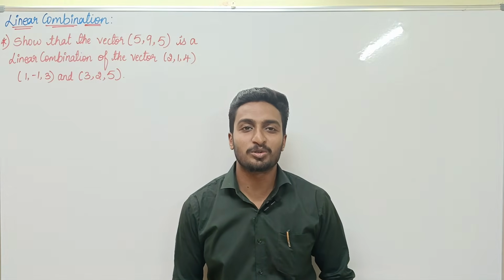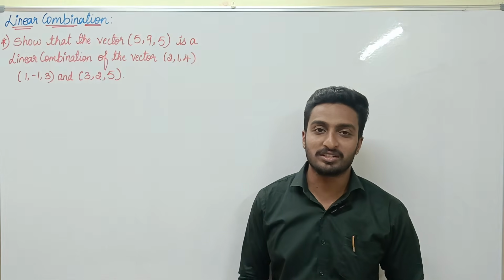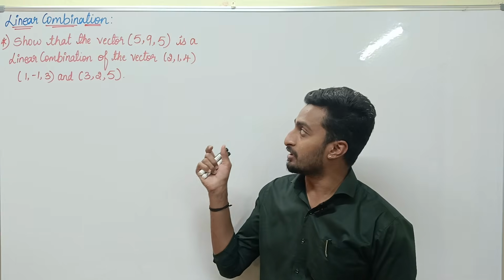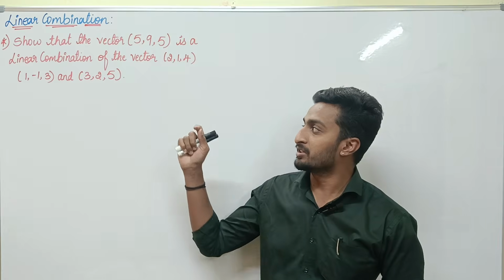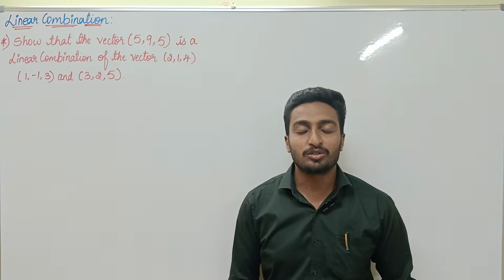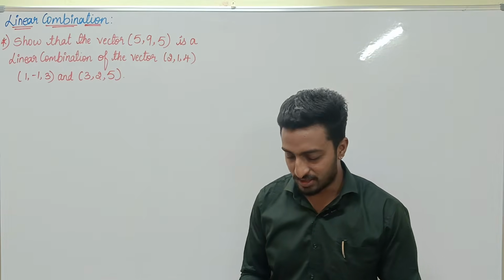Today let us learn how to solve the problem on linear combination where there will be a given set of vectors. Considering those set of vectors, we need to find the linear combination of these three set of vectors. How to find and how to verify? Now let us see.